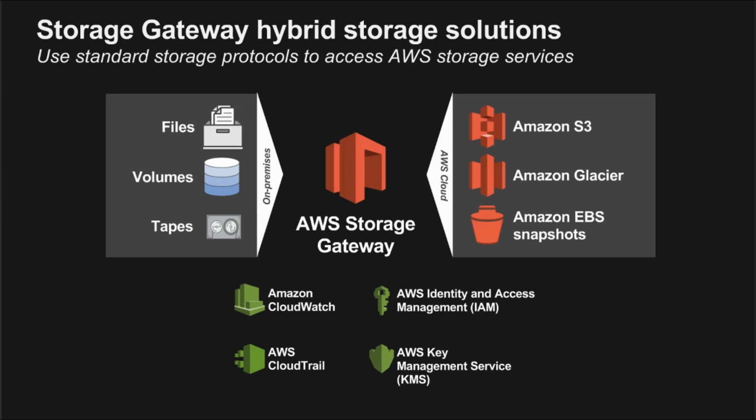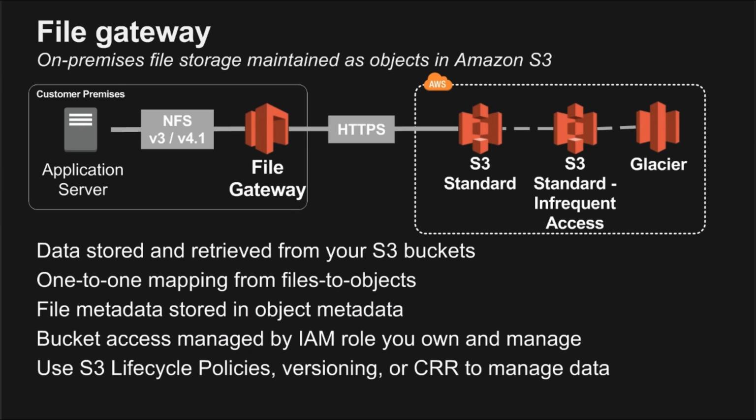Now down at the bottom of the slide, you can see that we also use the traditional AWS management and monitoring tools, things like CloudWatch or CloudTrail, as well as IAM and KMS to be able to manage encryption keys. Storage Gateway takes advantage of all of these things and helps to extend them down into your data center so that you can use them on premises.